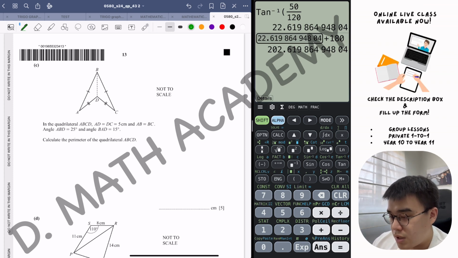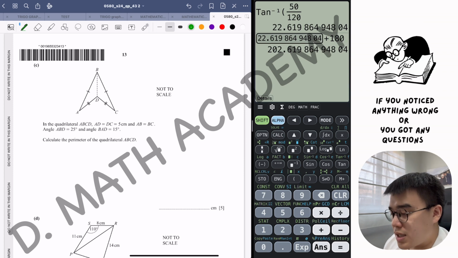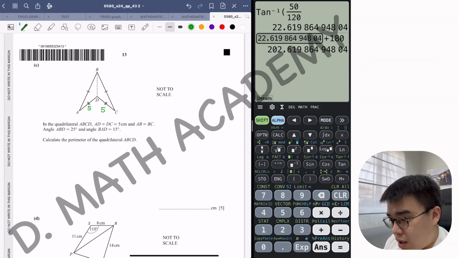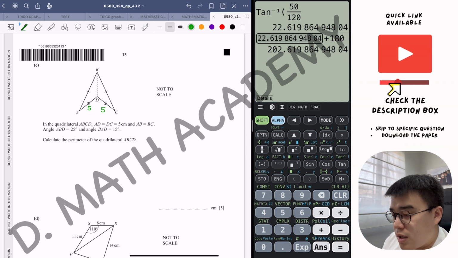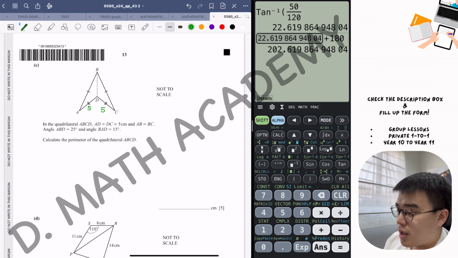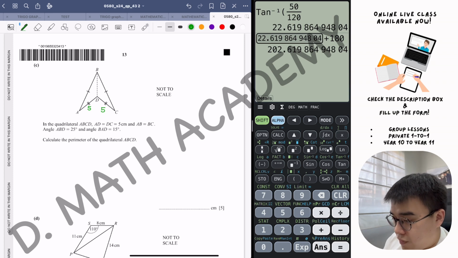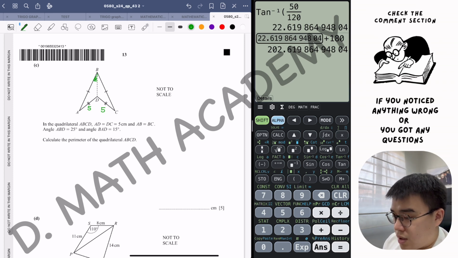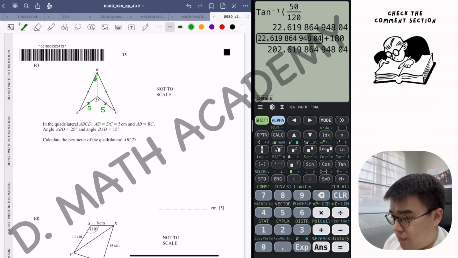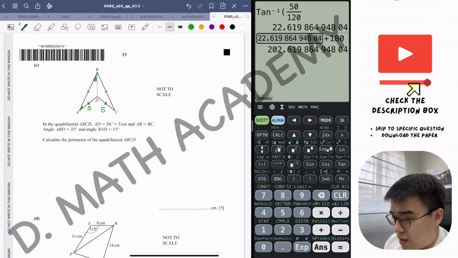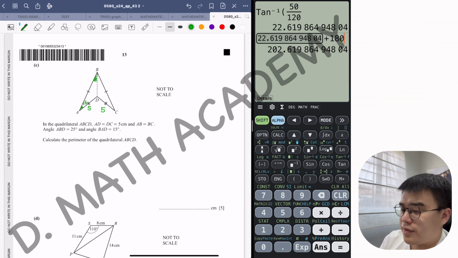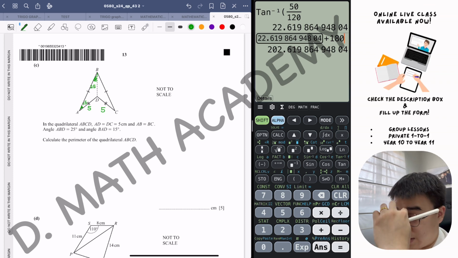Okay, so they mentioned that AD and DC are the same at 5. Okay, and then AB equals BC, yes, and then they gave us ABD is 25 degrees, and the angle here is 15. BAD is 15. Oh, I forgot to write the 25. That's why it doesn't quite make sense here.